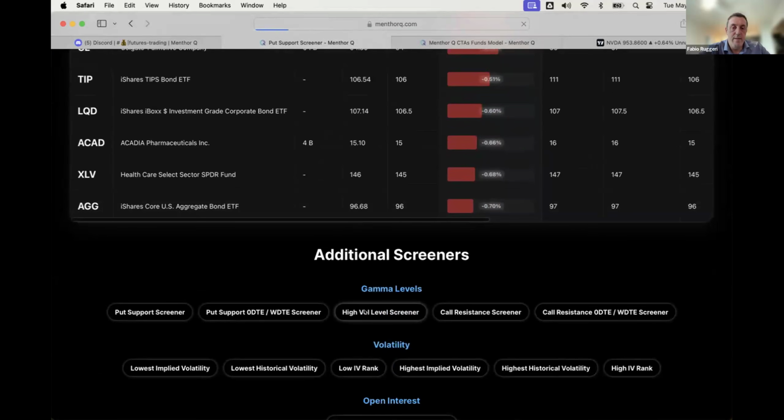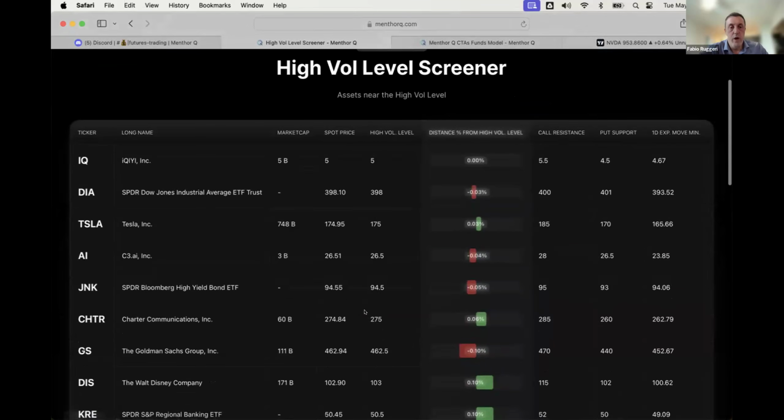The other one that is very relevant is the IVOL level screener. We know that obviously as the price approaches the IVOL level, there's potentially going to be an increase or decrease in volatility.